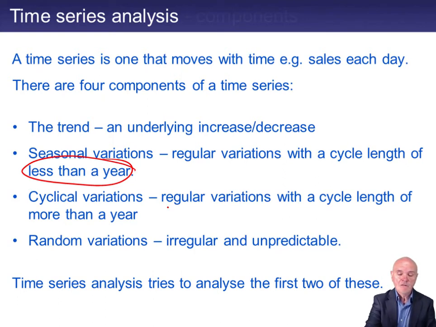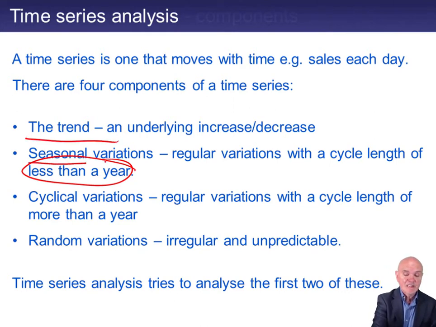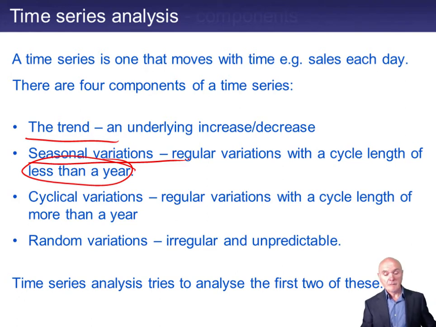You can then have cyclical variations, maybe an economic cycle happening over 12 years or something, pretty slow, and people really don't try and capture that very much for strategic planning. And then random variations, irregular, unpredictable, you can't do much about them anyway. So it's the trend and the seasonal variation that people try to capture.